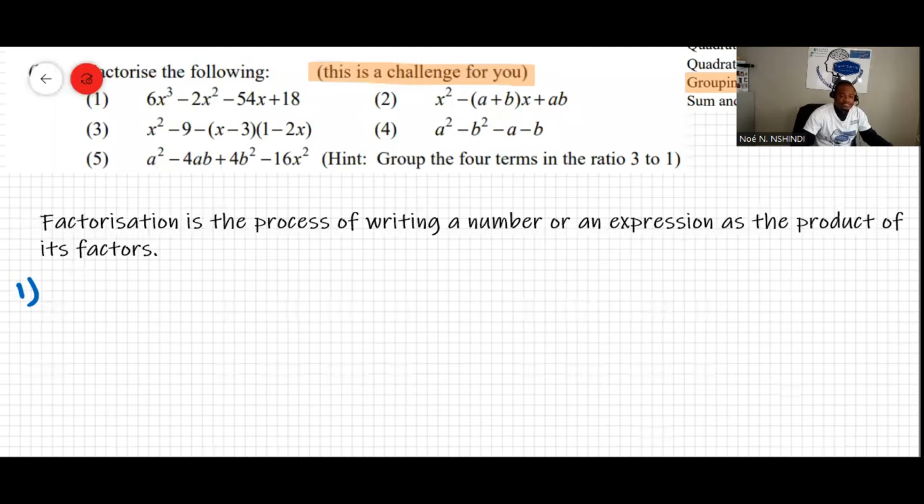Question 1 says 6x cubed minus 2x squared minus 54x plus 18. Now, I'll factorize this by grouping. I'll look at the first two and the last two.